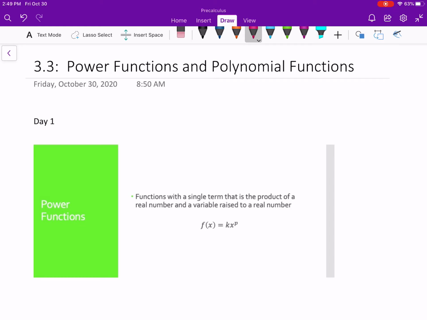This is section 3.3, power functions and polynomial functions, day 1. So let's start out with power functions. A power function is a single term that is the product of a real number and a variable raised to a real number. So it's number times x to the something. Make sure that something is a real number.